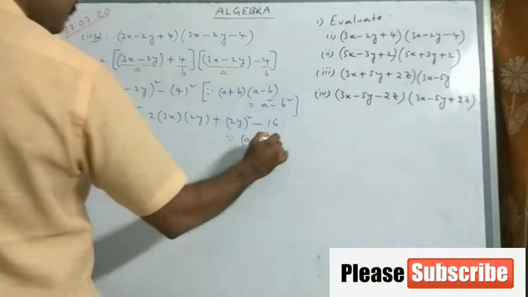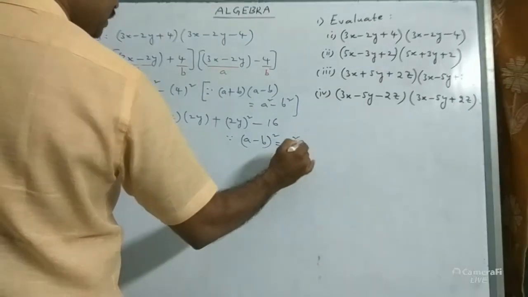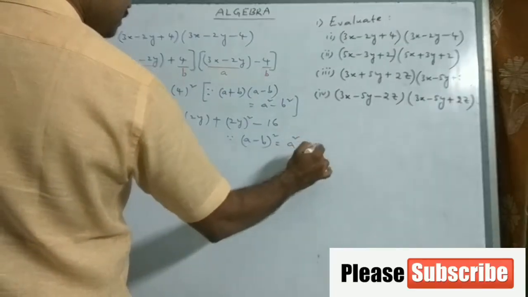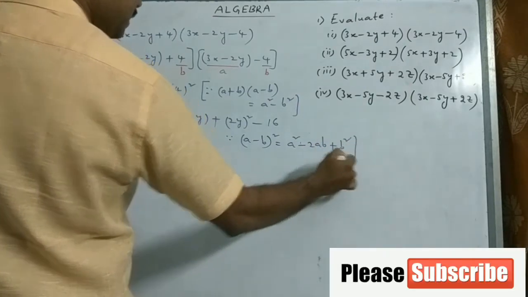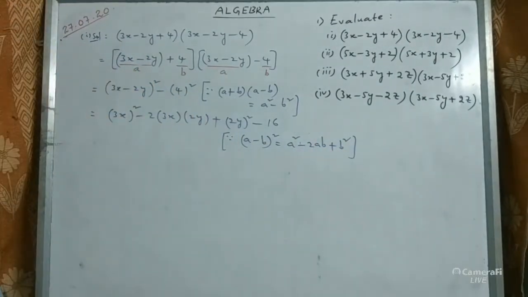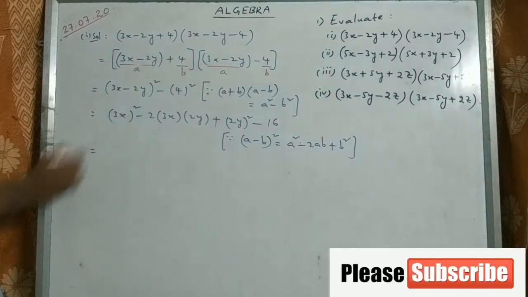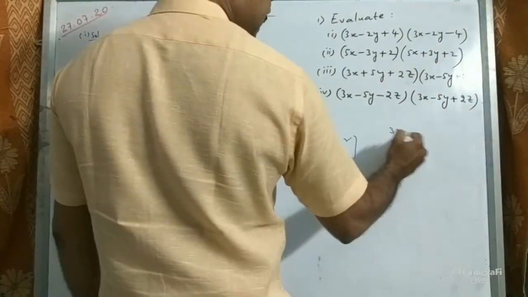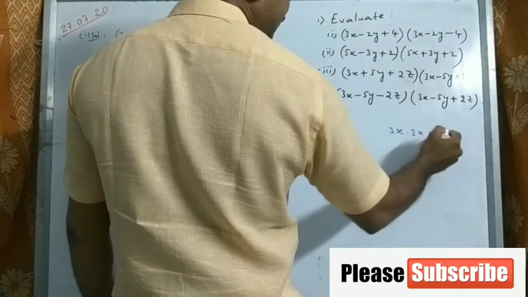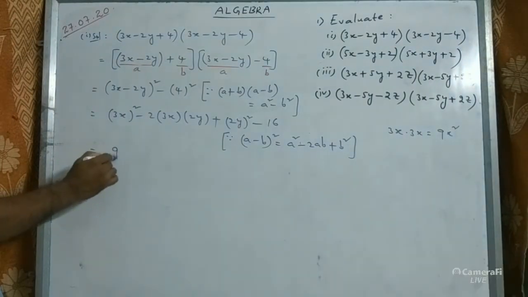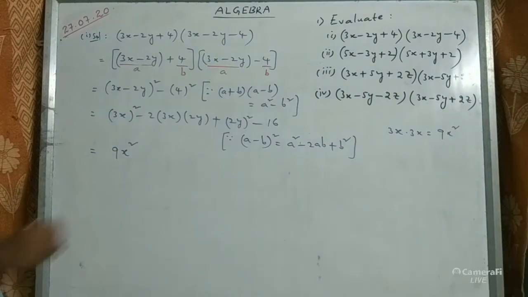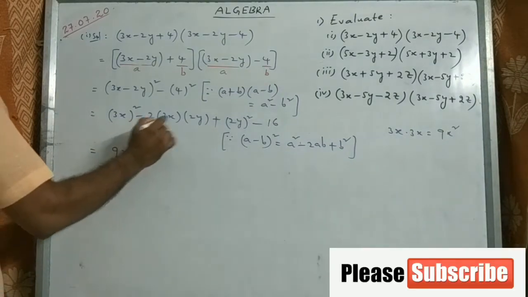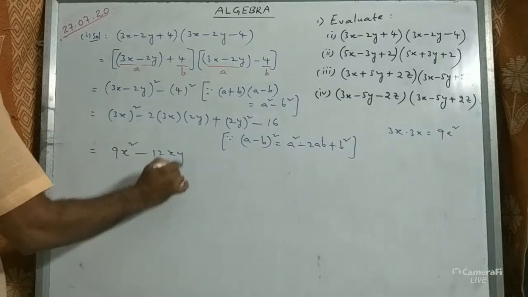So what did I use here? (a - b) whole squared equals a squared minus 2ab plus b squared. This is the formula. Now simplify this. 3x whole squared. What is meant by 3x whole squared? 3x into 3x. 3 3s are 9, x into x, x squared. So 3x whole squared means 9x squared minus 2 3s are 6, 6 2s are 12xy.